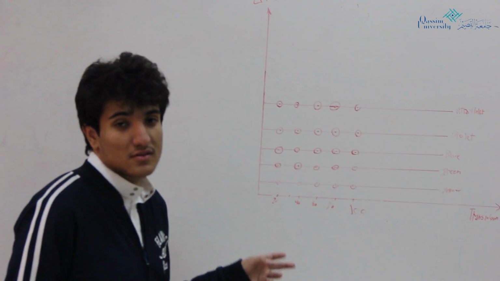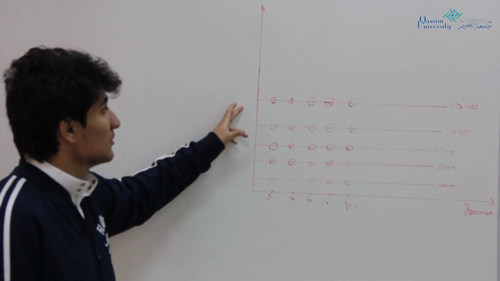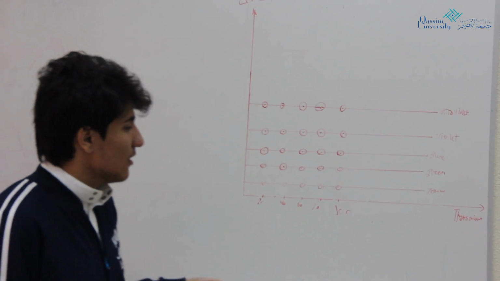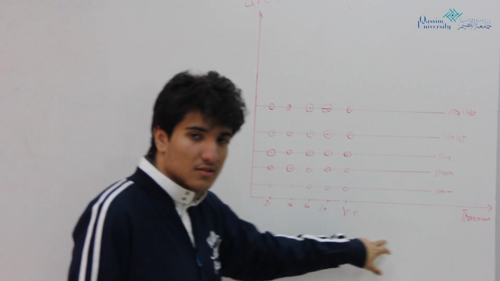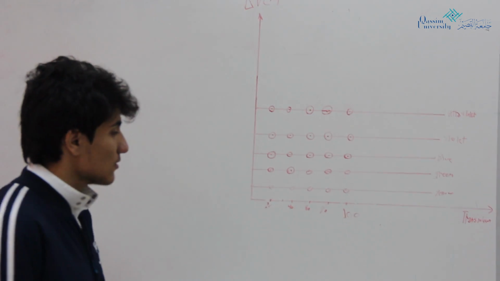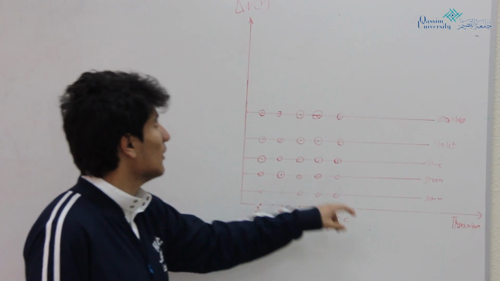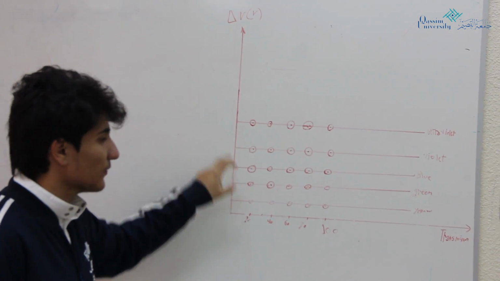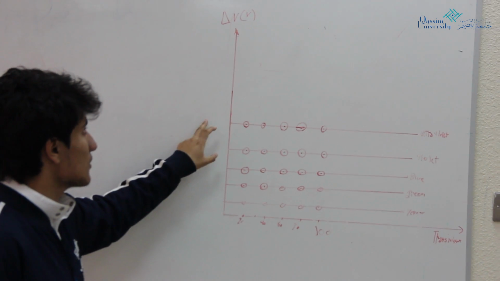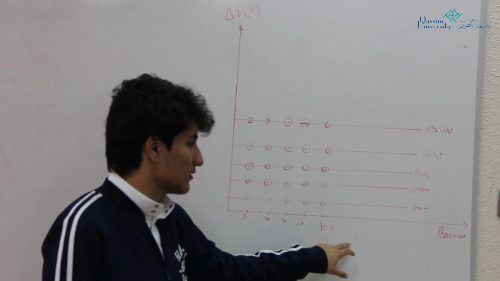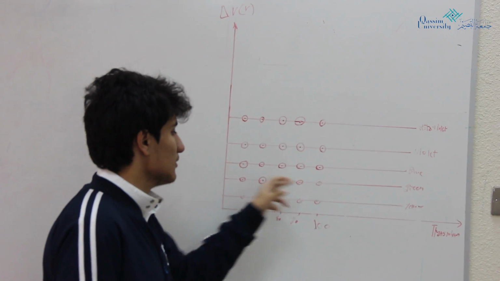The figure for this experiment has the potential difference on the y-axis and the transmission on the x-axis. The conclusion is that if the transmission is changed, the potential difference is the same, and the lines for potential difference versus transmission are parallel to the transmission axis.